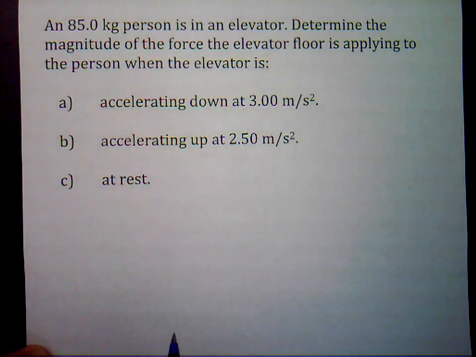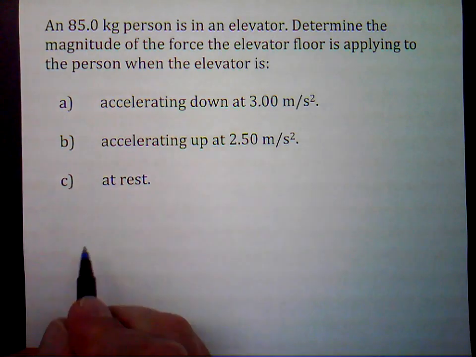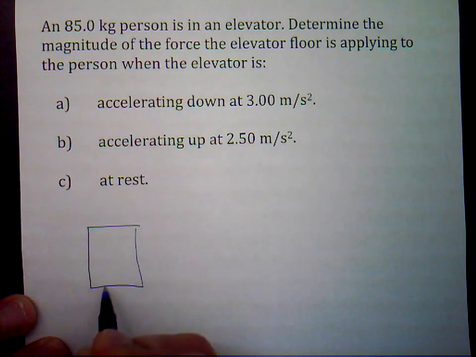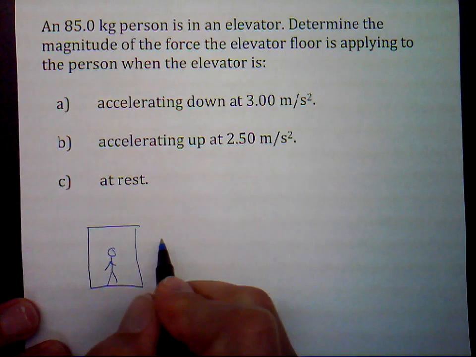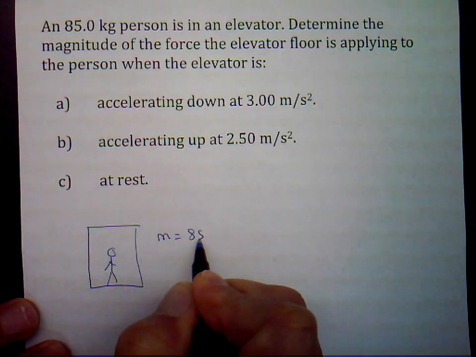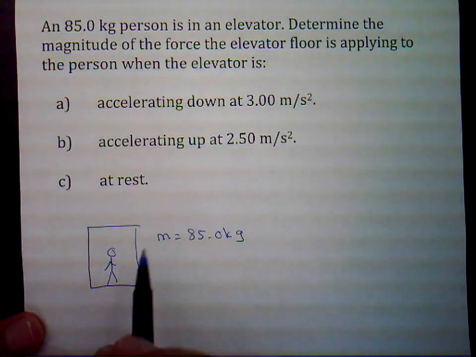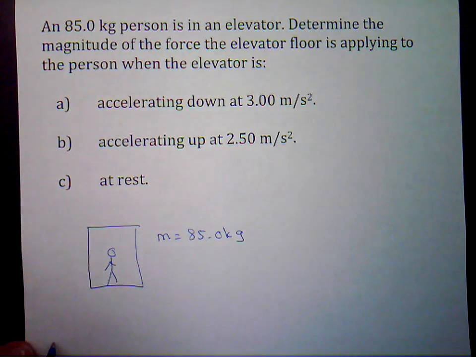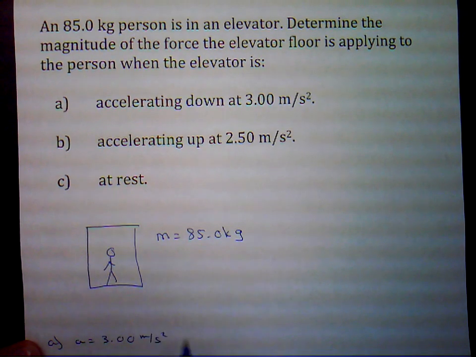rest. Again, in order to solve any problem, we identify all the information that's given, and drawing diagrams is a great way to identify the information. So this is what we have. We have an elevator, and there is a person in the elevator, and we have some information. We know that the mass of the person is 85.0 kilograms. We know for part A that the acceleration is going to be 3 meters per second squared. So for part A, the acceleration is 3.00 meters per second squared.